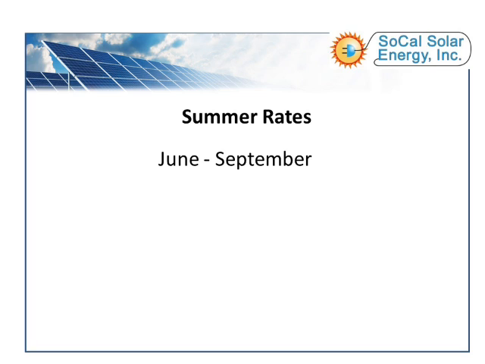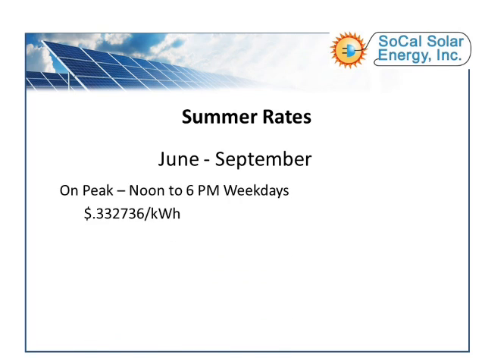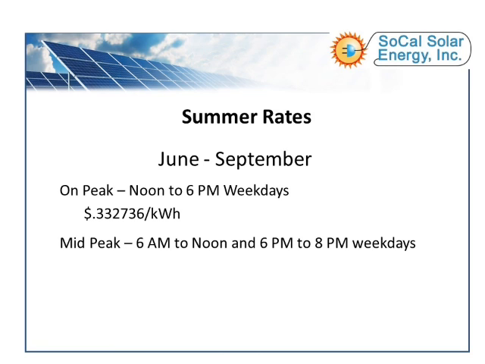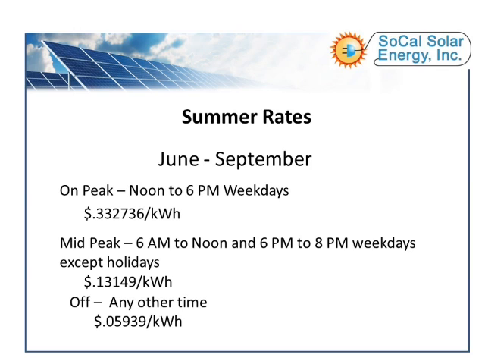The summer rates apply for the months from June through September. The on-peak rate could be 33 cents a kilowatt hour. This is from noon to 6 p.m. Monday through Friday, except holidays. Mid-peak could be around 13 cents a kilowatt hour, which is from 6 a.m. to noon and 6 p.m. to 8 p.m. on weekdays, except holidays. Off-peak is about 6 cents a kilowatt hour, as is any other time of the day.